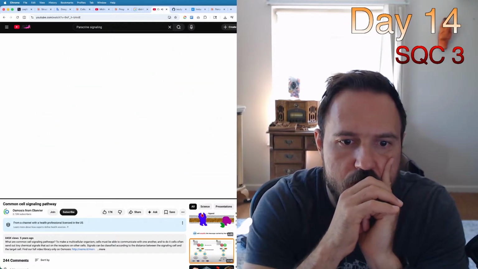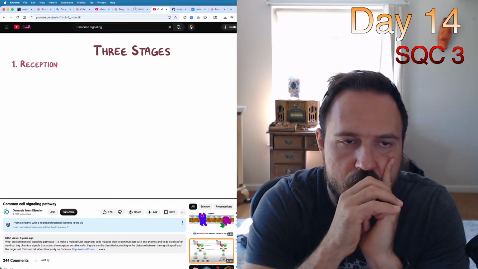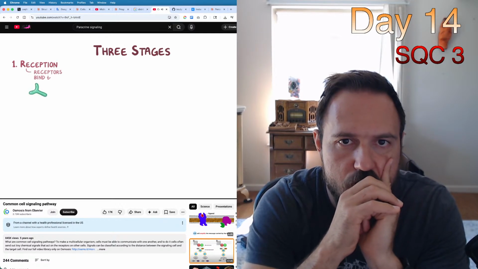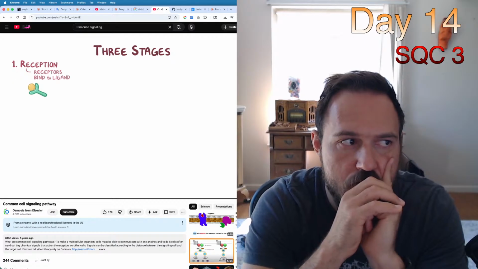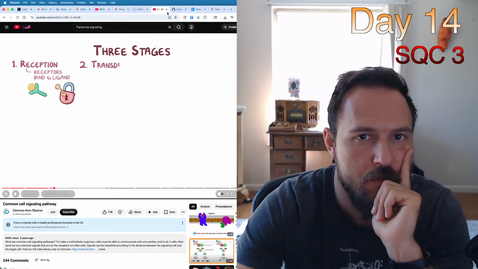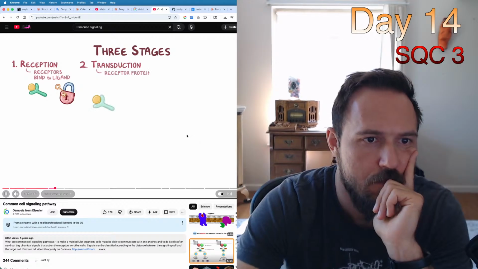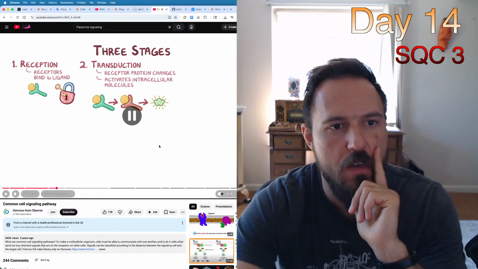We can think of the cell signaling pathway in 3 stages. The first stage is reception, which is when the target cell's receptors bind to a ligand. It's like a key fitting into a lock. Then there's transduction, which means that the receptor protein changes in some way, and that activates intracellular molecules.